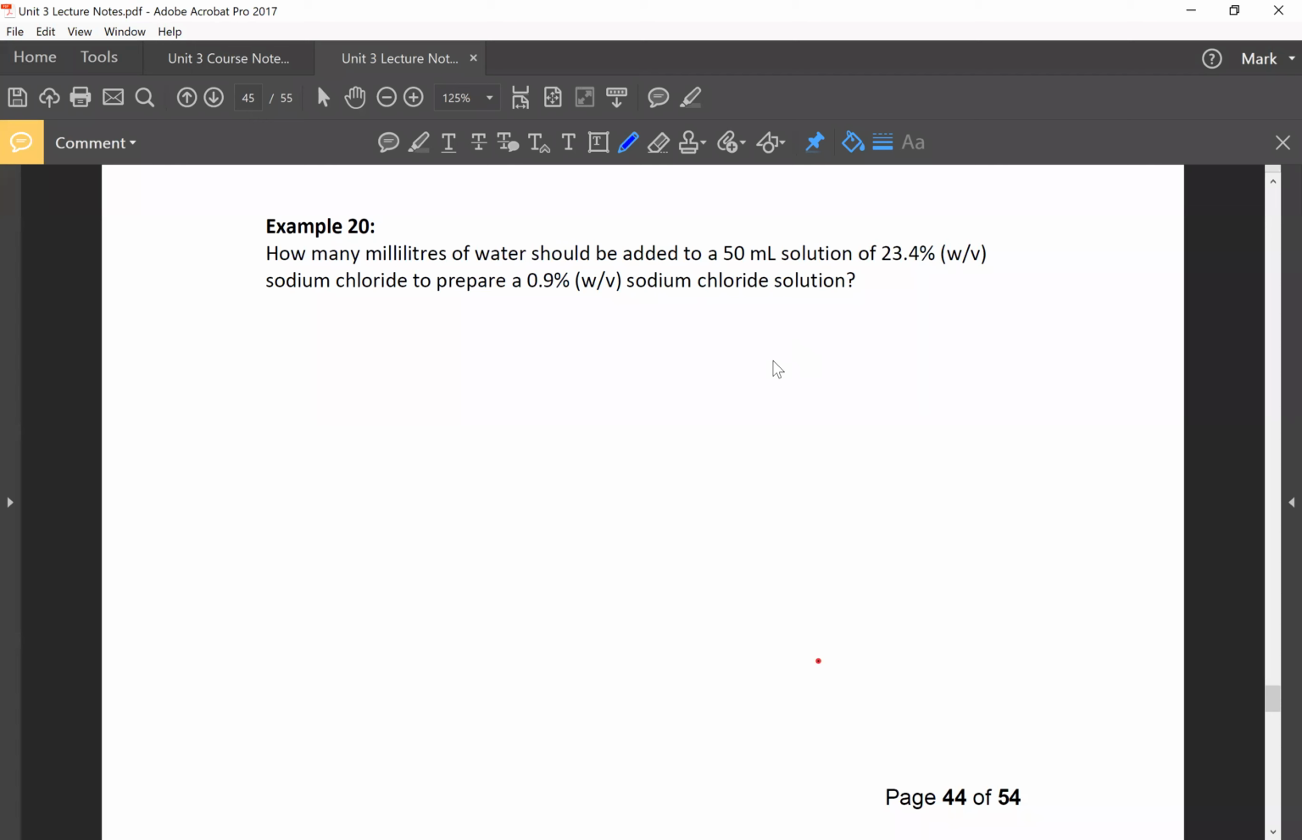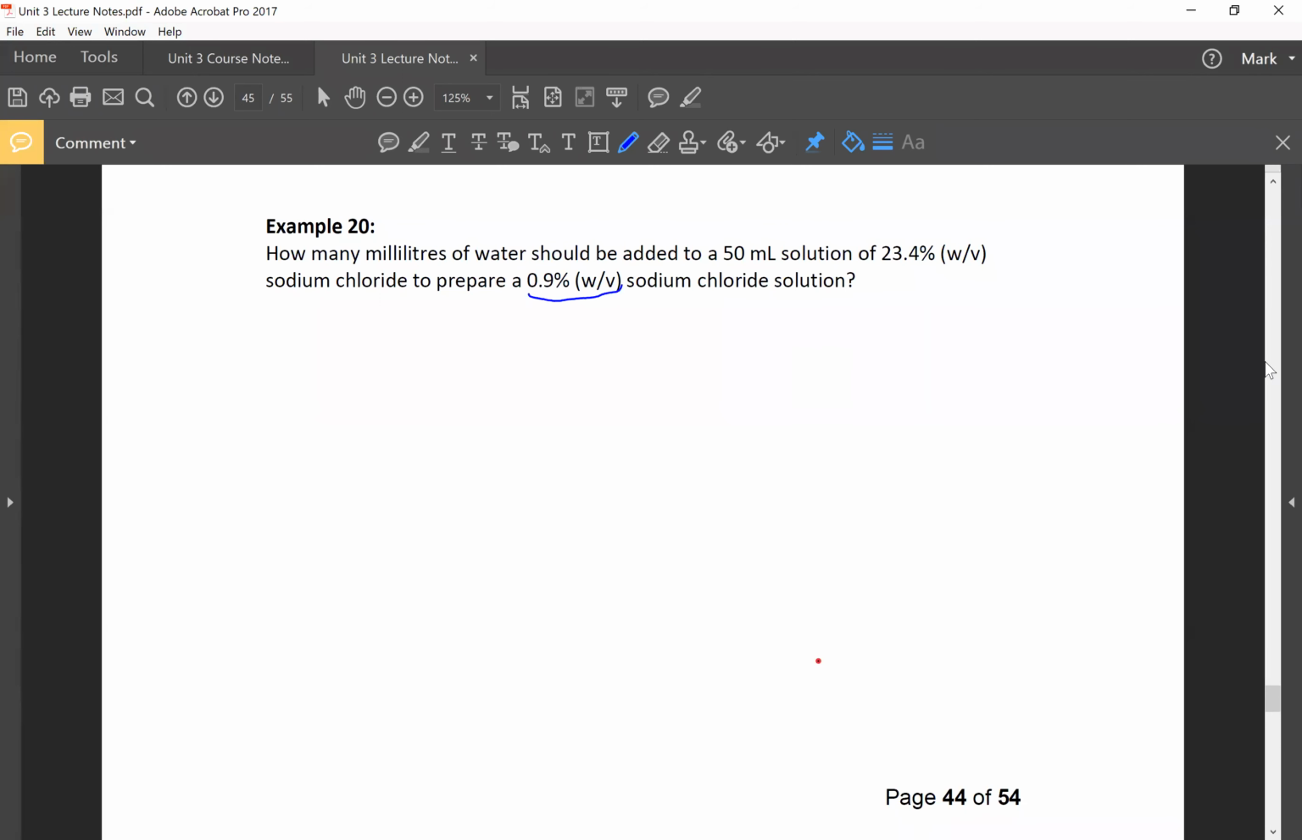Okay, number 20. How many milliliters of water should be added to a 50 milliliter solution of 23.4 sodium chloride to prepare a 9% solution? Okay, so for this one, the easiest thing is to solve it like we did before. So here, let me set it up for you. I have 50 milliliters of a 23% solution.